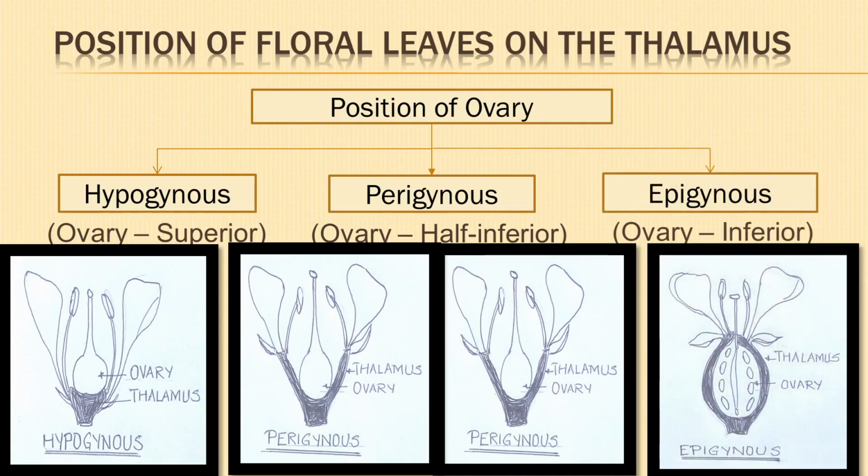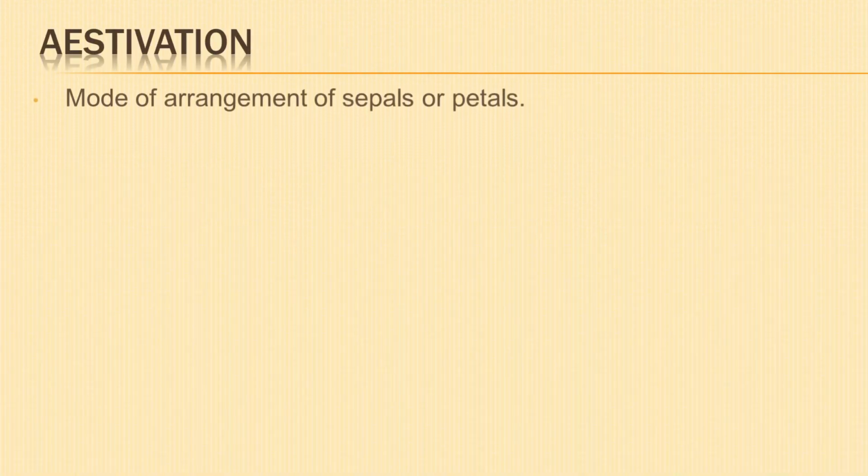Third type, epigynous. The thalamus of the flower completely encloses the ovary and gets fused with it. Sepals, petals, and stamens are found on top of the ovary. The ovary is said to be inferior. Example, sunflower, cucumber. Next we come to estivation.